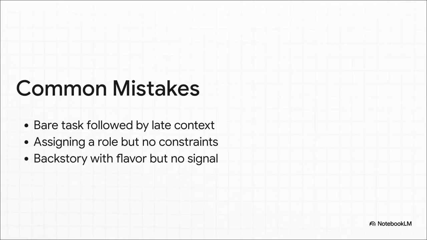Even with a great system, there are some pretty common traps you'll want to avoid. First off, don't open with a bare task and then spend your next 5 messages adding the context you could have just led with. Second, make sure you don't assign a role without constraints. If you say act like a marketer but give 0 constraints, the tone and length are going to be a total coin flip. And lastly, avoid writing massive paragraphs of role-play backstory that add fun flavor but provide no actual actionable signal for the AI. Keep it tight, keep it focused.